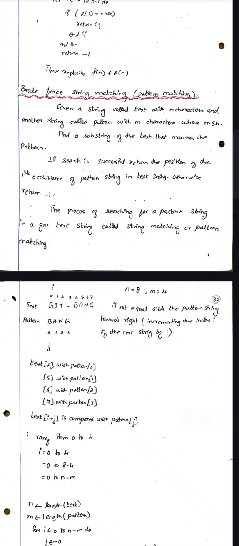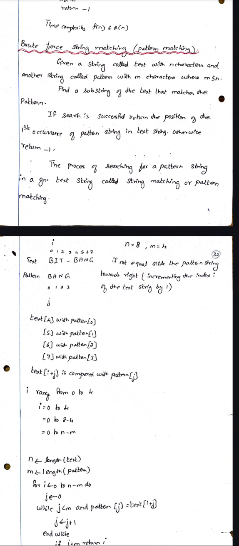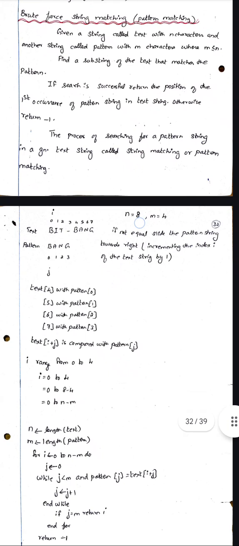Brute force string matching, or pattern matching. Given a string called text with n characters and a pattern of m characters, find the substring of the text that matches the pattern. If the search is successful, return the position of the first occurrence of the pattern in the text string. Otherwise, return minus 1. The process of searching for a pattern string in a given text string is string matching or pattern matching.